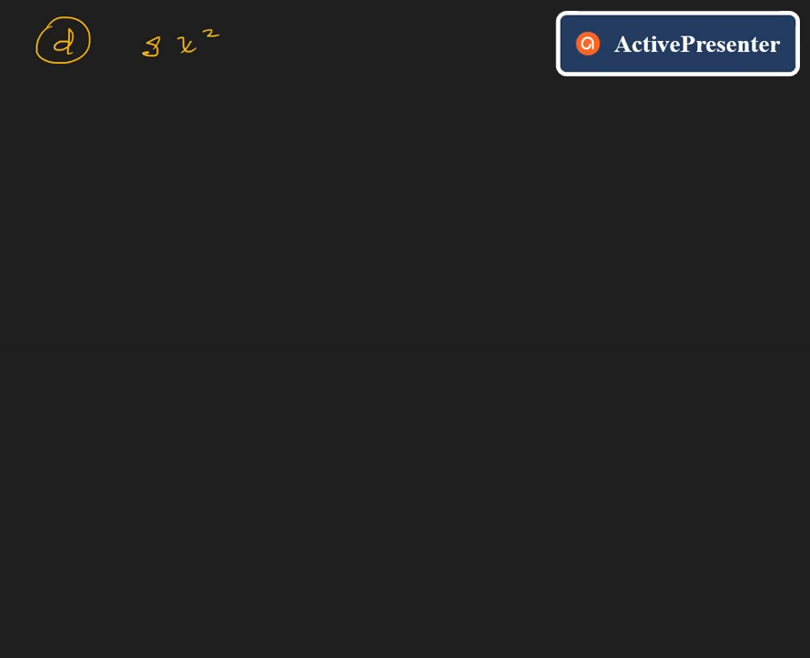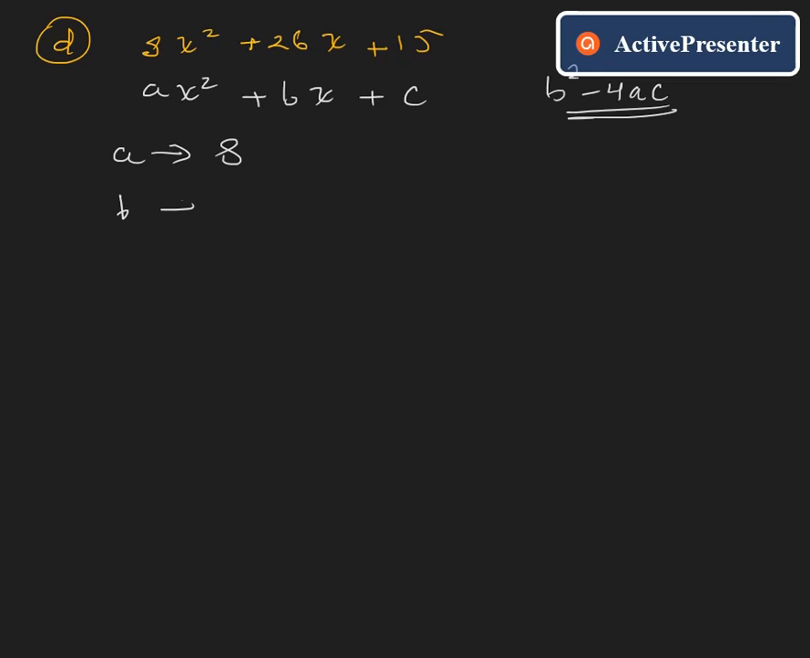8x squared plus 26x plus 15, is it factorable over integers or not? We will check whether b squared minus 4ac is a perfect square or not. Here this is in the form of ax squared plus bx plus c. So a is 8, b is 26, c is 15. Now checking whether b squared minus 4ac is a perfect square or not.